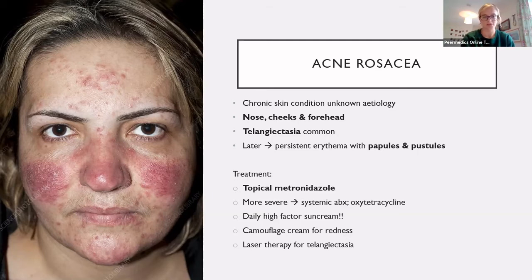So that's first line. Something more severe, you're going to use an oral systemic antibiotic. So oxytetracycline is what you use in this. And then advise them on high factor sun cream. This is a really photosensitive rash. Sunlight makes it much worse. And because the skin is so inflamed already, there's a much increased risk of cancers as well. So make sure you educate them about that.